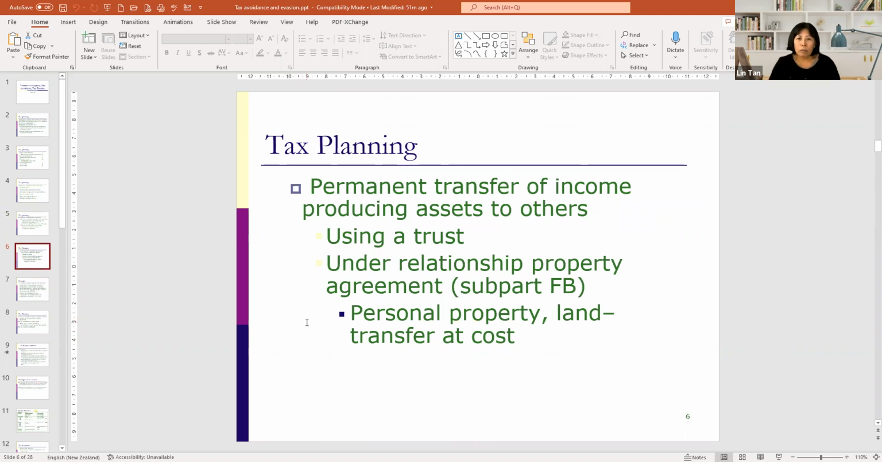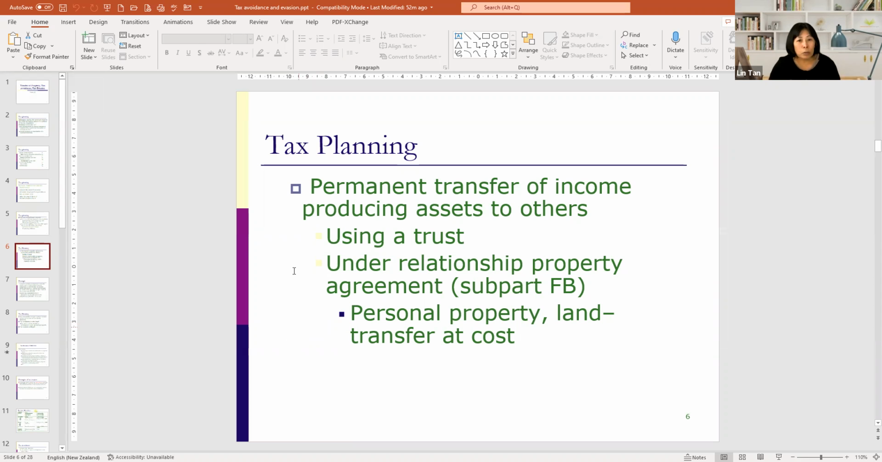Another way would be thinking in terms of permanently transferring income producing assets to others. So if somebody, for instance, owns a rental property, and they're already at a very high marginal tax rate of 39%, then whatever net rental income they get will be taxed at 39%. So one way of going about that is to permanently transfer the rental property to somebody else who is at a lower tax bracket.